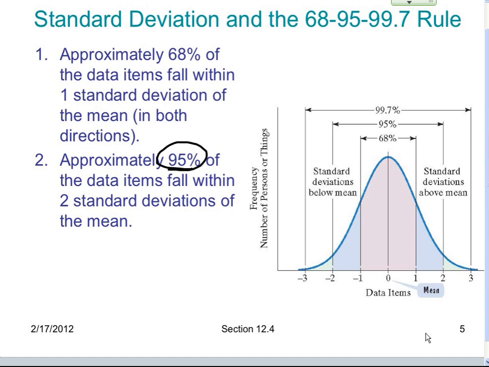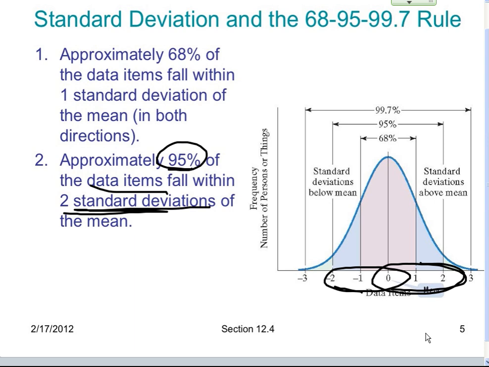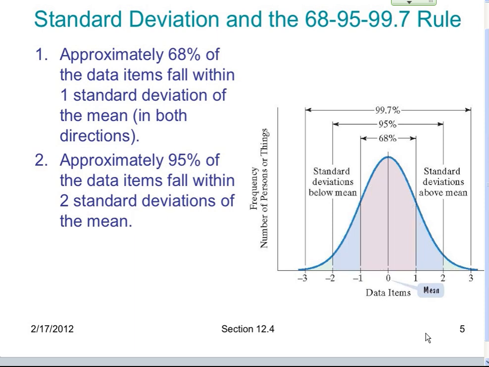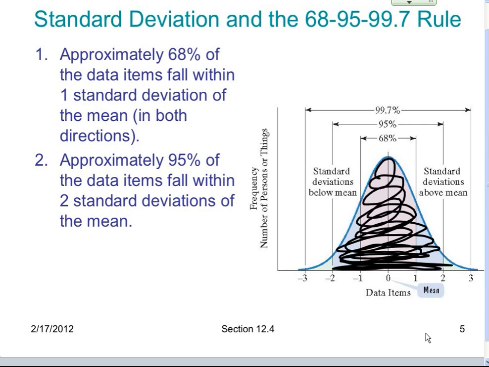95% of the data items fall within two standard deviations. So if you go two standard deviations above and two standard deviations below, which is this portion of the graph, 95% of all data items are going to be in this area right here, which is two standard deviations below, two standard deviations above.